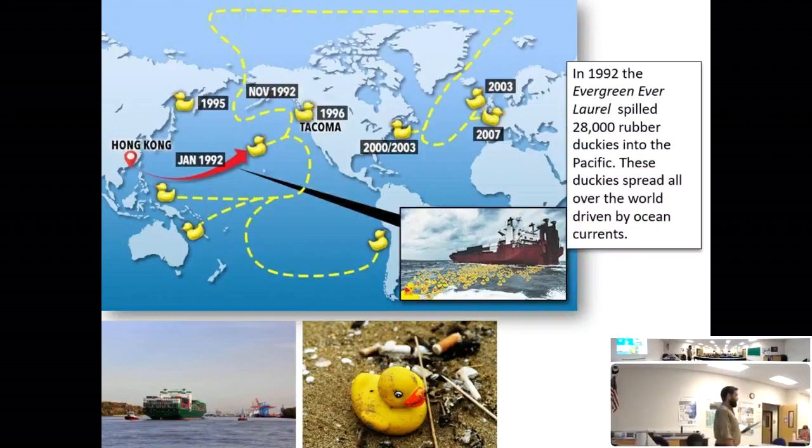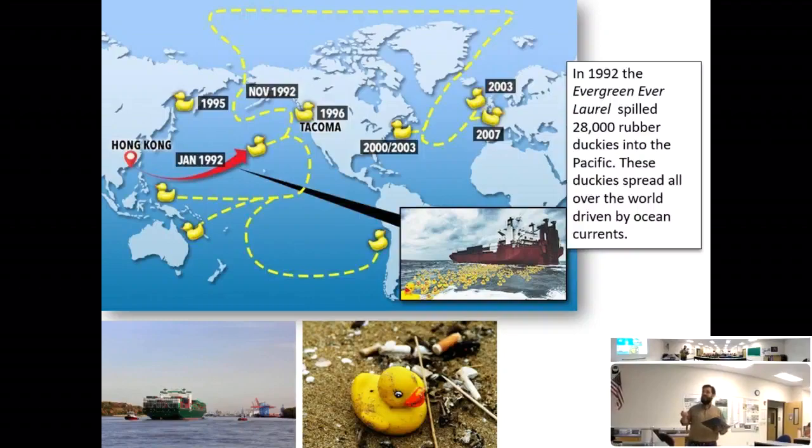And guess what? The ocean currents picked those up and took them all over the world. You've got an interesting visualization of what the ocean currents are via the rubber duckies. It sank off the coast of Hong Kong, and then it made it all the way to Tacoma, Washington. Off the coast of Washington and in Alaska, got there pretty fast, November 1992. It got found in Chile and Argentina, and in Australia, and up to 2007 the rubber duckies were still landing in the Iberian Peninsula off the coast of Spain. It's kind of crazy. These things have been traveling across the globe for decades now.